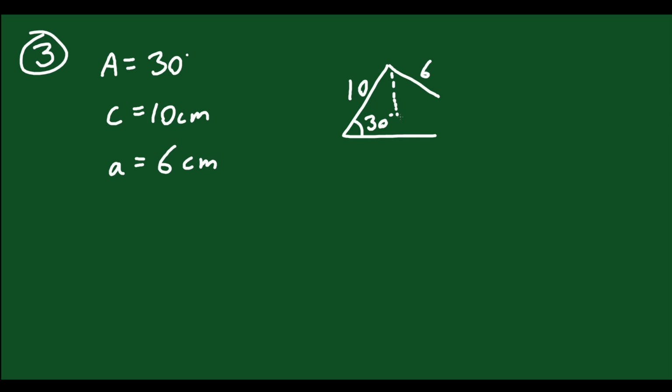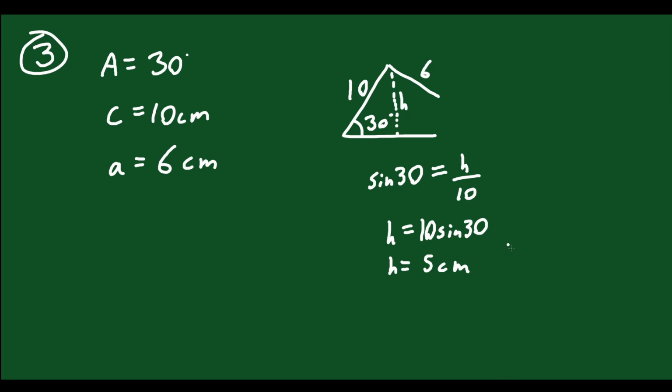We have to figure out what the height is to compare to our A value. So let's solve for the height. Sine 30 is equal to h over 10, so h equals 10 sine 30, so h equals 5 centimeters, right? Same calculation as last time, actually. So you get h equals 5.